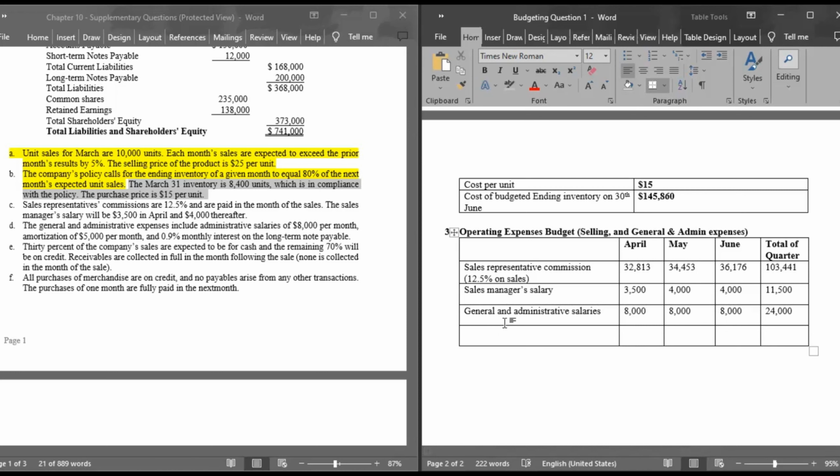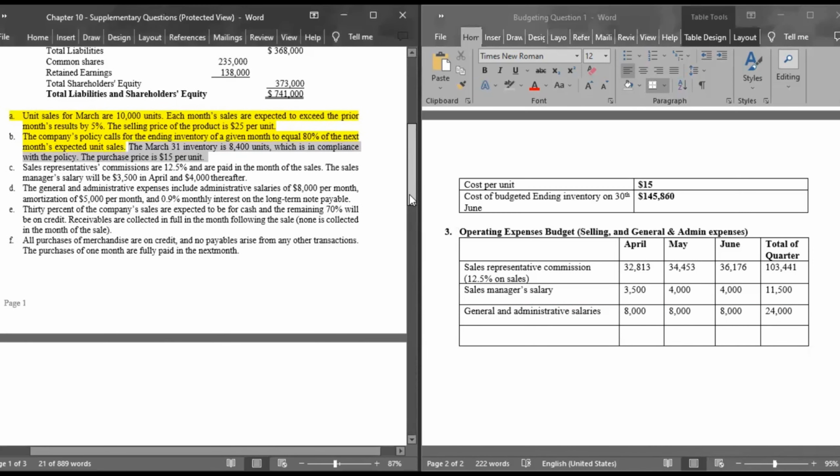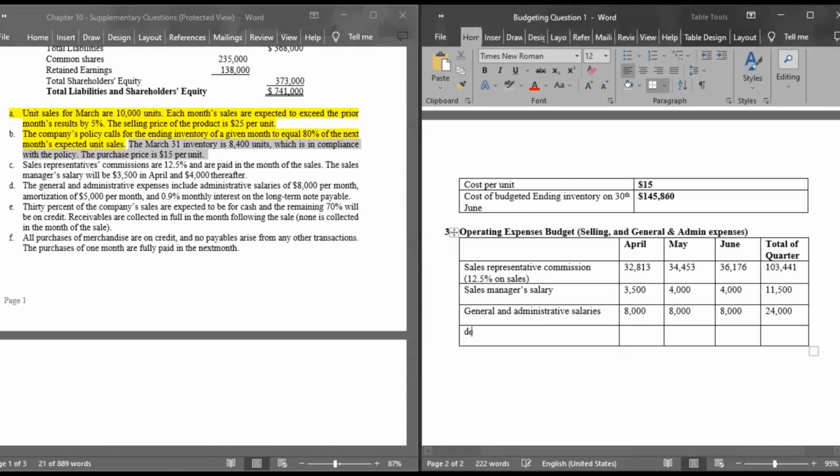Next, he is saying amortization of 5,000 per month. As we already discussed, this is the depreciation for each month, and this depreciation is on equipment we are using on a monthly basis. So let's write it as amortization of equipment, and this amortization is 5,000 per month. So for the quarter, it will be 15,000.